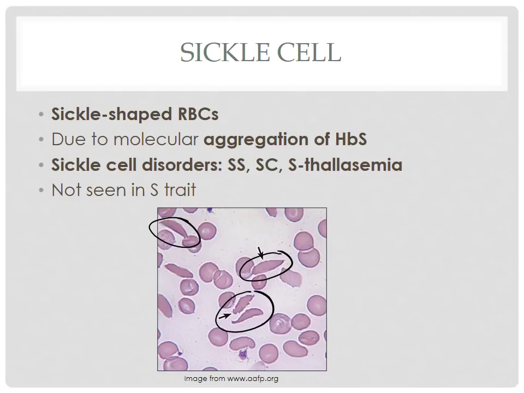So some of the different sickle cell disorders that you'll see, you'll have sickle cell SS, sickle cell SC, and then you also have S thalassemia, or S beta, is the other variant. Please remember that you won't necessarily see sickle cells in sickle cell trait. There are some cases where you might, and we'll discuss that later.